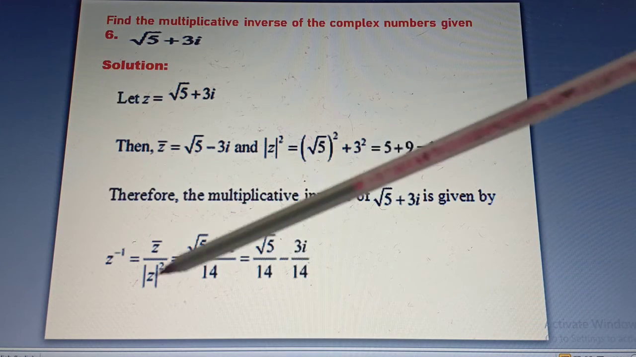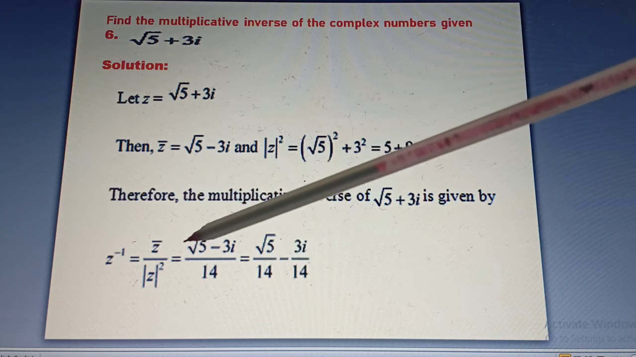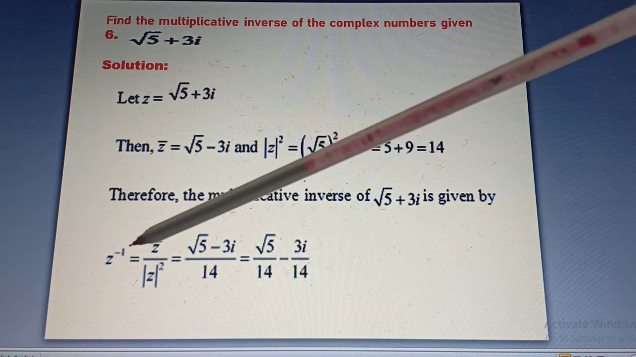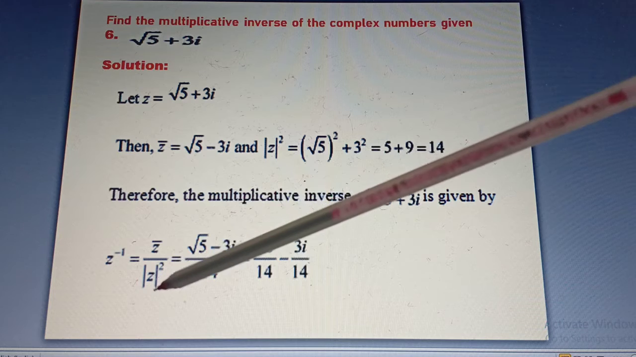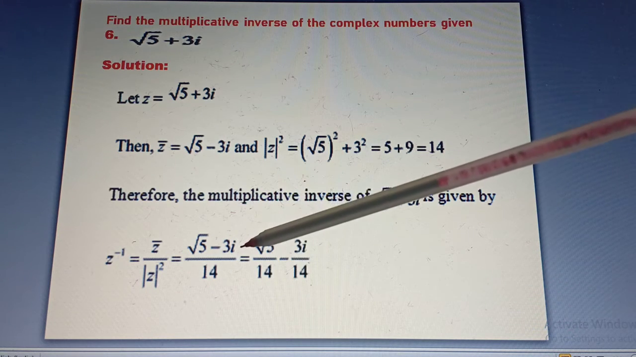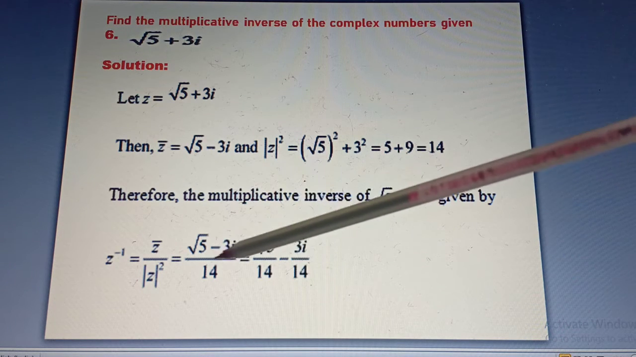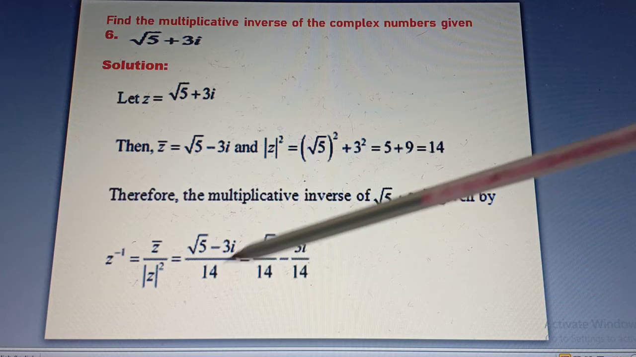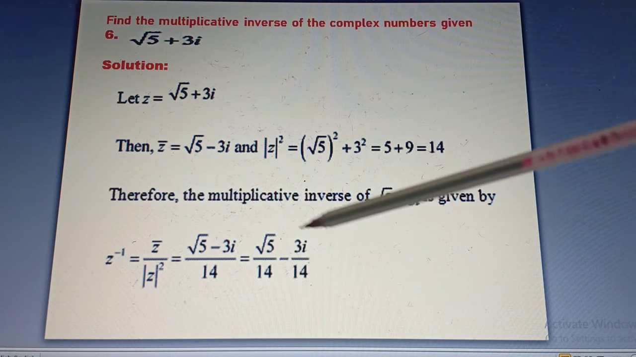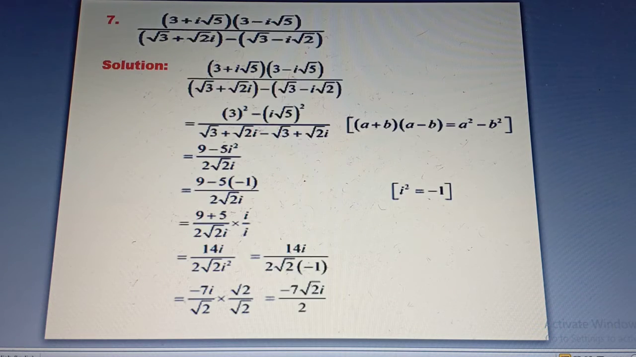Now we use the formula, the multiplicative inverse z inverse equal to z bar by mod of z whole square. So root 5 minus 3i divided by 14. We can split it into root 5 by 14 minus 3i by 14. This is the complex number which is the multiplicative inverse of the given complex number. So students, I hope all of you are understanding the concept.